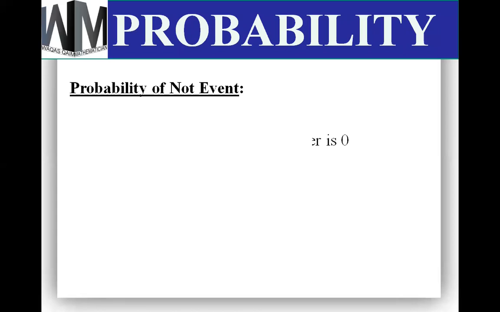In probability, what is the 100%? Right, right. So one is the 100% of probability. So if we want to get the probability of not event, then we subtract the probability from the one. This is the formula. So probability of not event is equal to 1 minus probability of that event. So when we subtract the probability of any event from 1, then we get the probability of that event not to be happened.